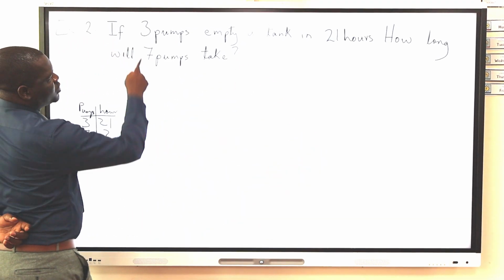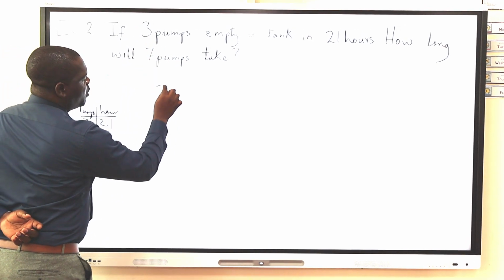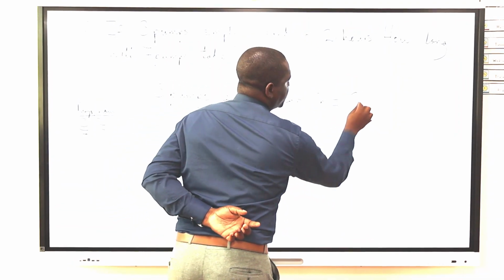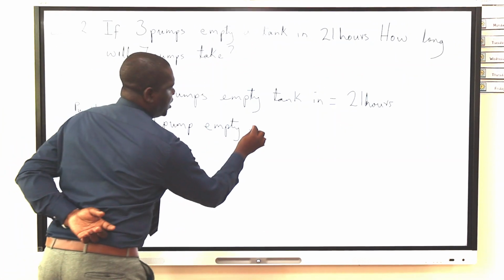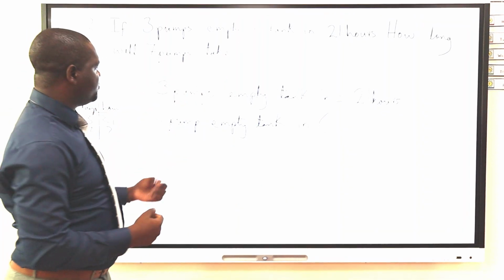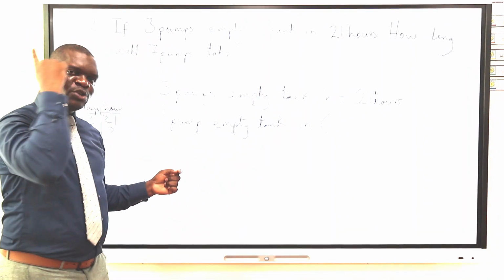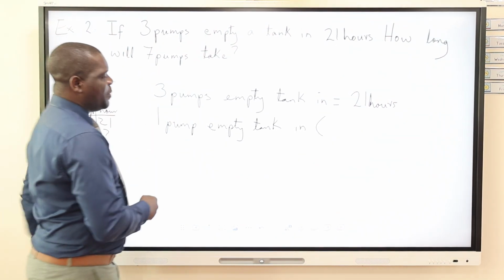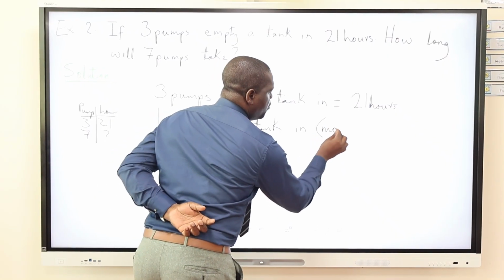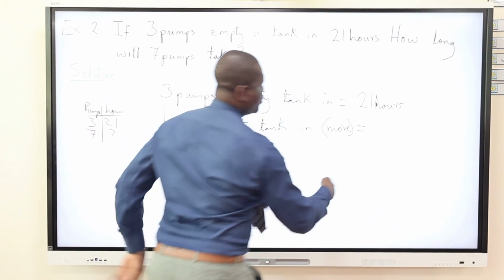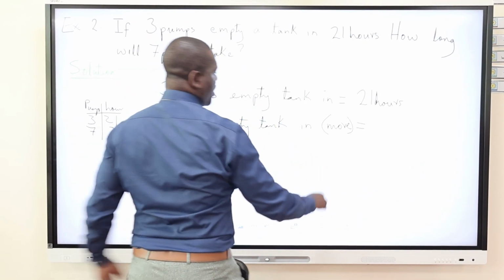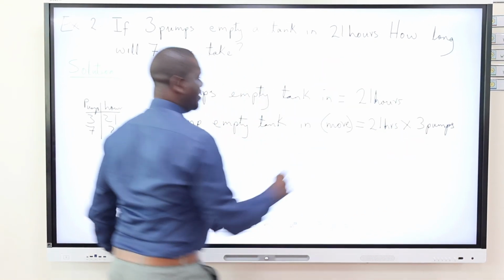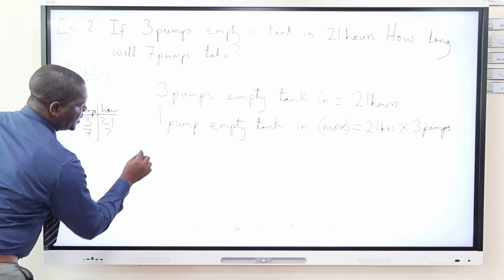We make our first statement, which is from what we know. 3 pumps empty tank in 21 hours. 1 pump, empty tank in more or less. Let's think again. 3 pumps do it in 21 hours. If you bring just 1 pump, will it do it in more or less? It is obviously more because it's only 1 pump. So it will do it in more. And once you see more, you multiply. So you take your time and multiply by the number of pumps. That is 21 hours times 3 pumps. You can leave it at that level and you come to your final statement.